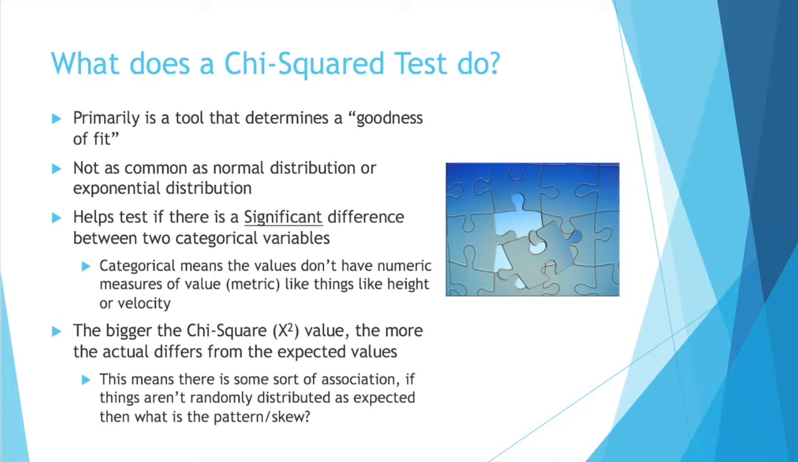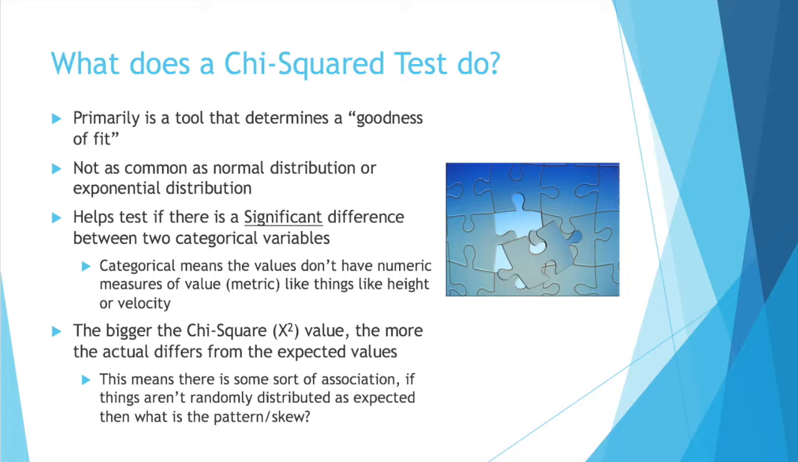The idea may not be as common as the ideas of normal distribution or exponential distributions, but you'll see it is very similar and even comes from normal distribution. It helps test if there is a significant difference between two categorical variables. So of course, when you get a sample of something, it may differ some. There is a normal distribution to things, so there will be some difference. But what if there is a significant difference?